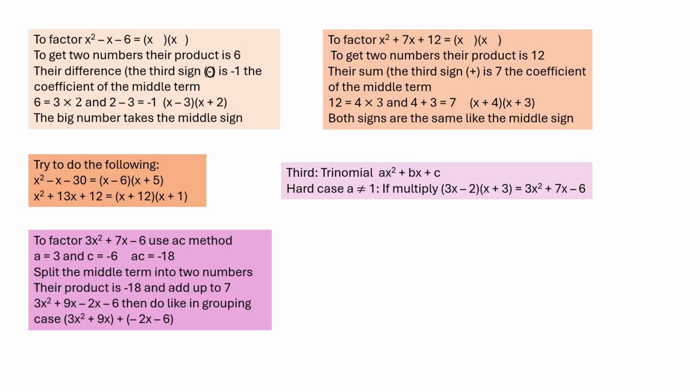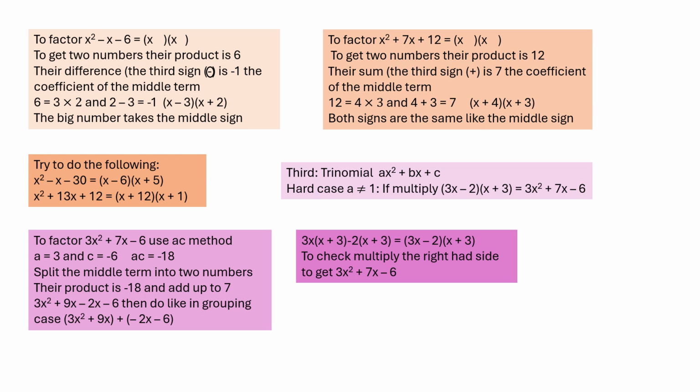So write minus 6 at the end. Now you change it by grouping, factoring by grouping. Group each two terms inside parentheses and take a common factor from each parentheses. So 3x times x plus 3 and negative 2 times x plus 3, and take the repeated bracket as a common factor. So the final answer is 3x minus 2 times x plus 3. To check, multiply the right hand side to get the left-hand side.